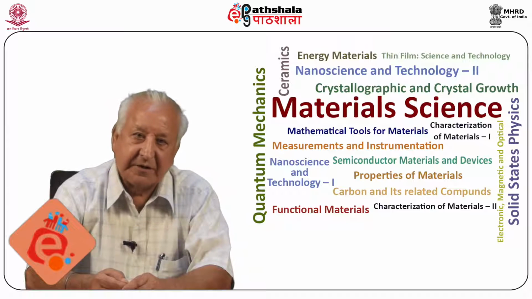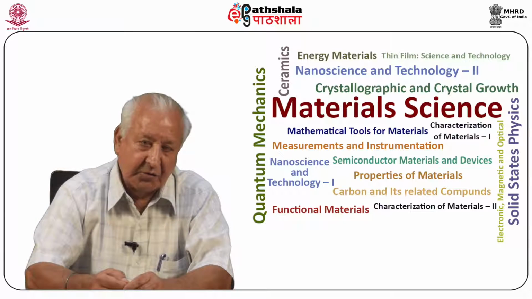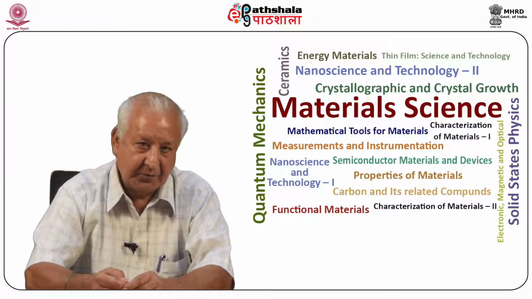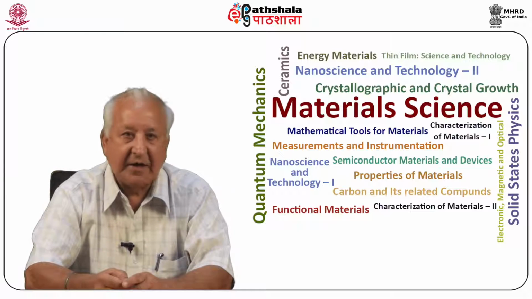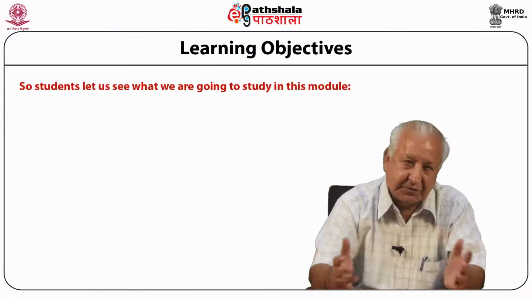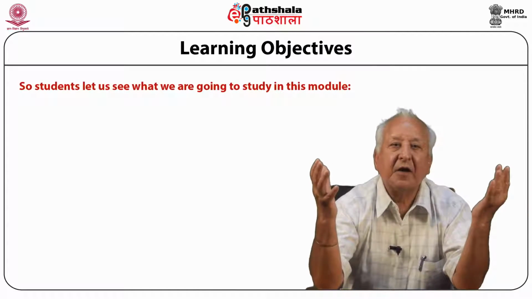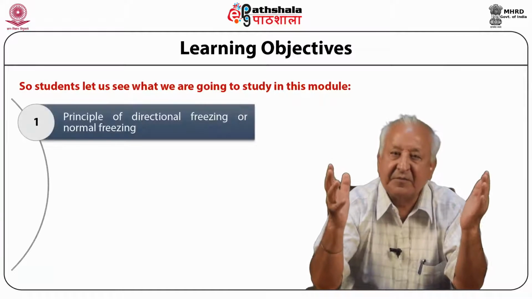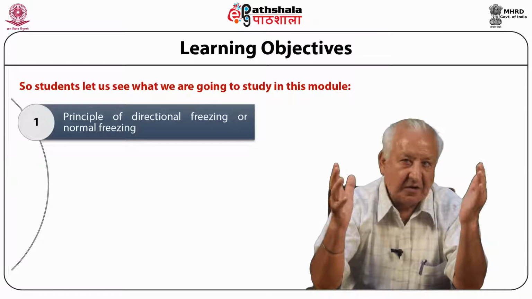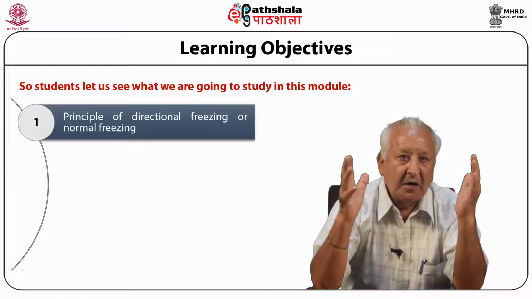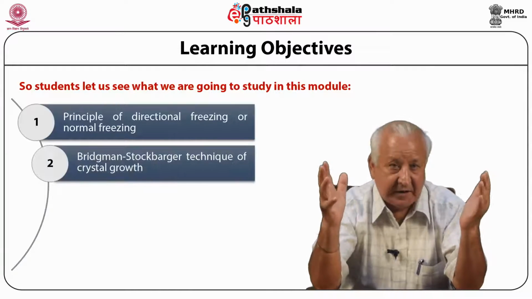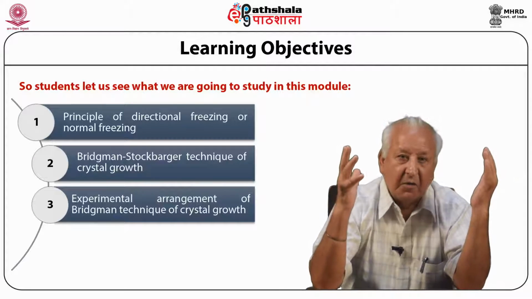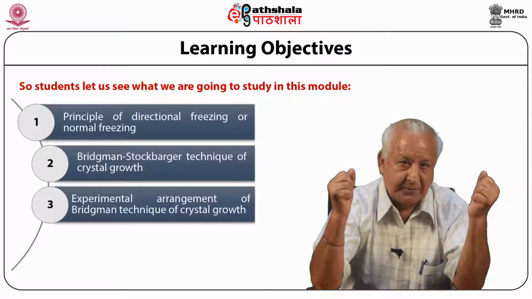Today we are going to discuss a module entitled Growth from Melt Part 2 under the paper Crystallography and Crystal Growth. So students, let us see what we are going to learn in this module. We will be learning about the principle of directional freezing or normal freezing, the Bridgman-Stockbarger technique of crystal growth, and the experimental arrangement of the Bridgman technique of crystal growth.